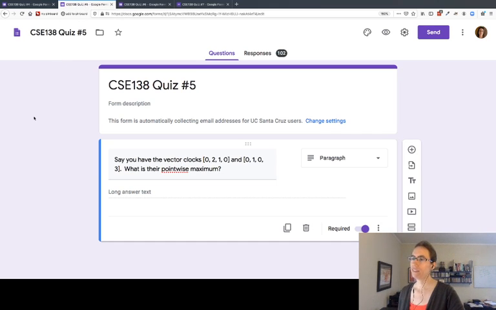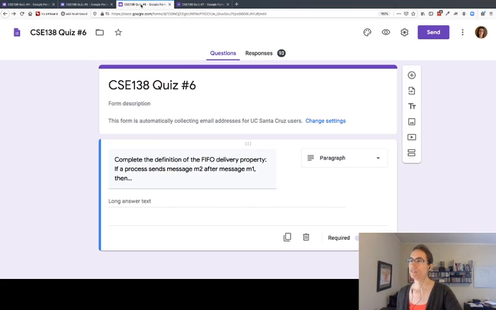That was from Monday. On Wednesday, we asked about vector clocks, pointwise maximum. So this is pretty straightforward. You just take these two vector clocks and you take the max in each position. So if the clocks are 0, 2, 1, 0 and 0, 1, 0, 3, then the pointwise maximum in this case is going to be 0, 2, 1, 3.